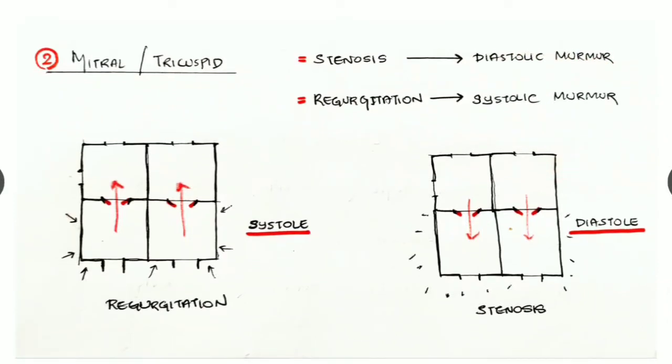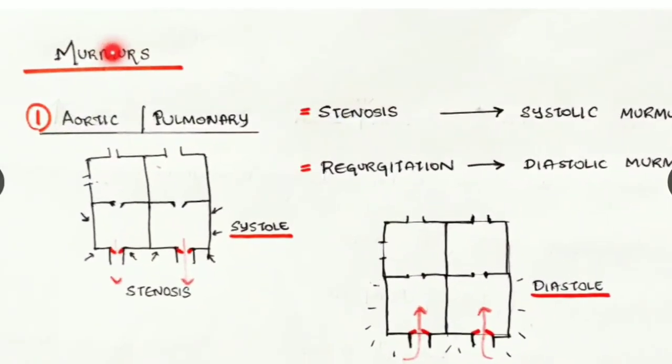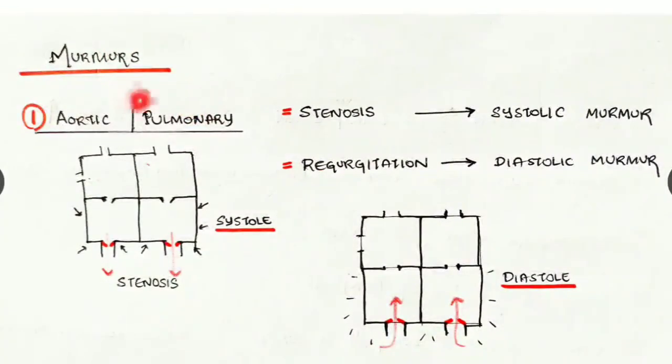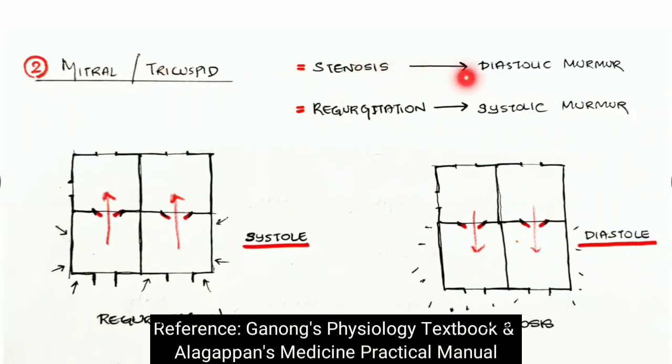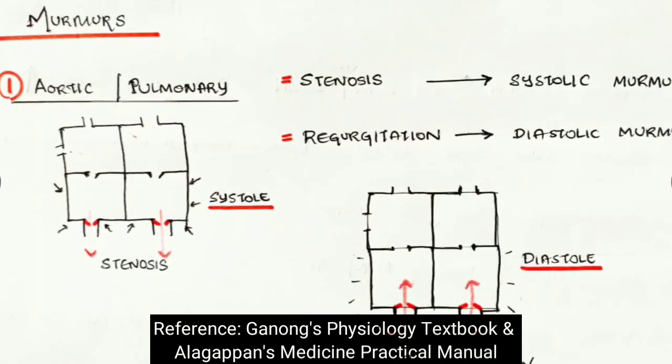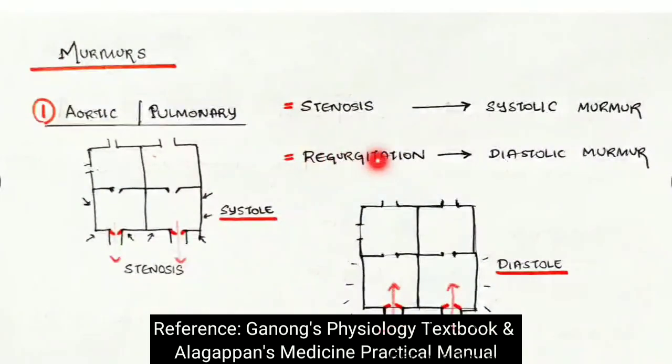Thus we are able to remember the murmurs in different kinds of pathological valves. So keep in mind, aortic and the pulmonary stenosis causes systolic murmur, whereas the mitral and the tricuspid stenosis causes the diastolic murmur. And here in the mitral and the tricuspid, regurgitation causes systolic murmur, whereas the aortic and the pulmonary regurgitation causes the diastolic murmur.